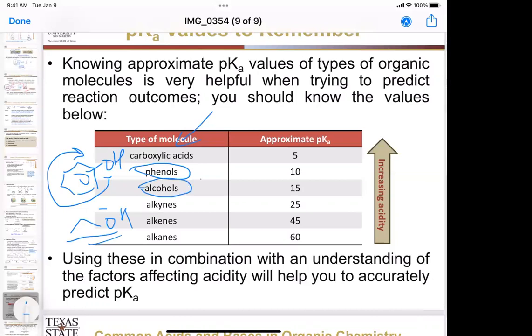Alcohols and water are right at the 15 mark. So we move from 5, 10 to 15. And the most acidic hybridized, sp, is 25, sp2, 45, sp3, 50 to 60. Okay. This table is on Canvas, so this is what you need to remember.